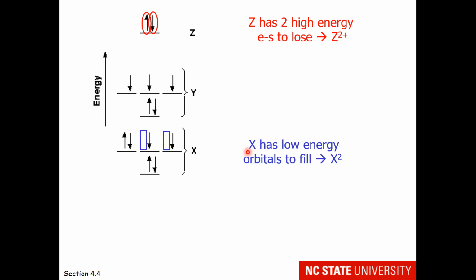X is the one with the greatest electronegativity. So it will want to take electrons, just like a nonmetal would, and it has 2 vacancies. So X in this universe will most likely be X2-. Y is going to be in the middle. It will either gain or lose electrons, depending on if it's in a compound with Z or X.